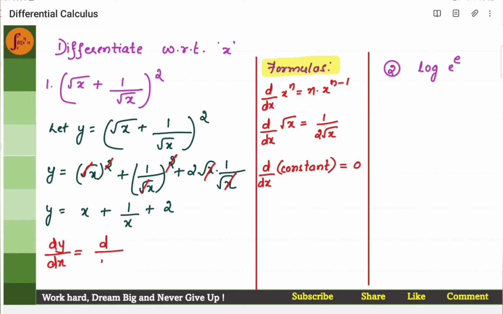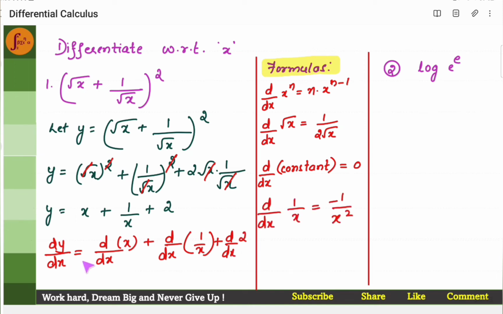Basically you have to do it like this: d by dx of x plus d by dx of 1 by x plus d by dx of 2. So what is the derivative of x? It's 1, because you can assume that it is x to the power 1. So you apply this formula: the derivative of x to the power n is n into x to the power n minus 1. This will be 1 into x to the power 1 minus 1, which is x to the power 0. So it is 1 into 1. So the derivative of x is 1. Plus, what is d by dx of 1 by x? The derivative of 1 by x is minus 1 by x square.